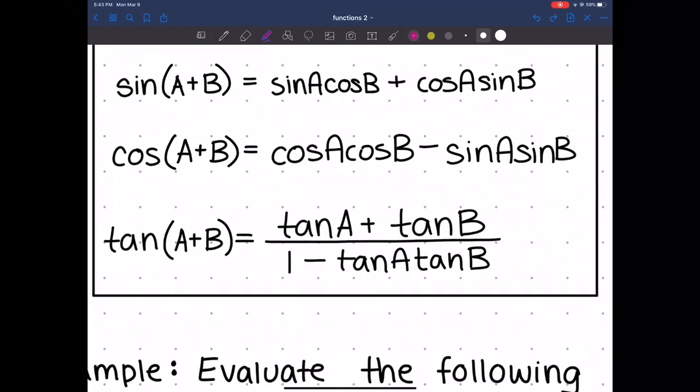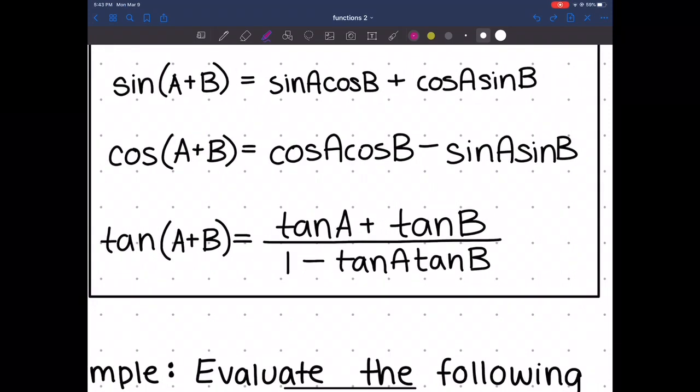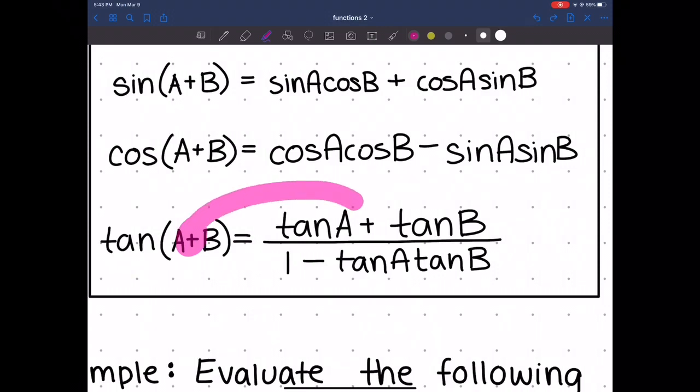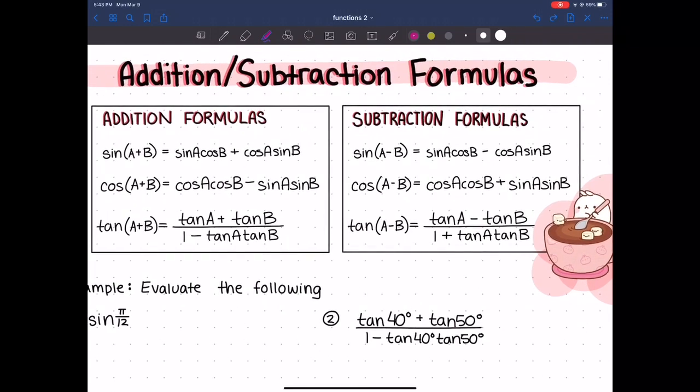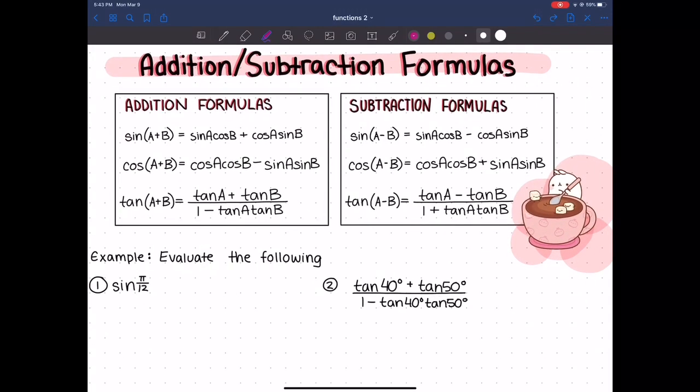Tan is kind of different because tan is known as the double agent. Tan is the double agent because, let's say you're given a plus, and the sign agrees with you in the numerator. However, in the denominator, it's the opposite sign, and that's why it's a double agent. So if you can memorize the double agent, good guy, bad guy way, that might help you memorize it if you're having trouble. Once you've memorized those, we can get started on some examples.